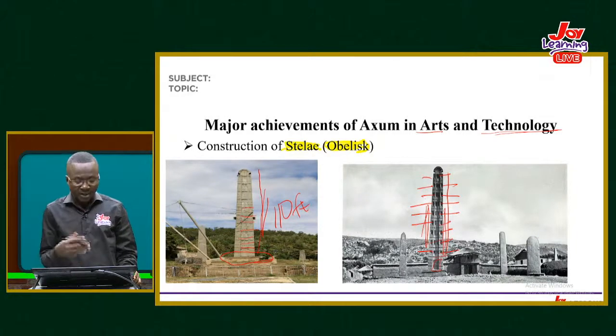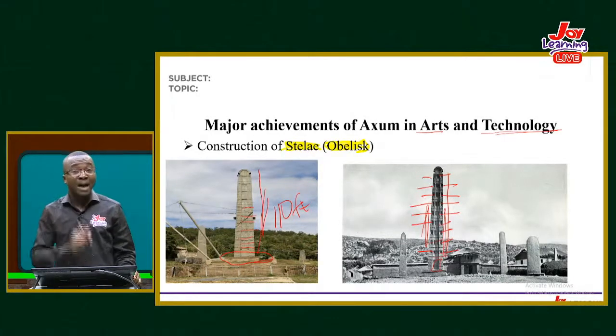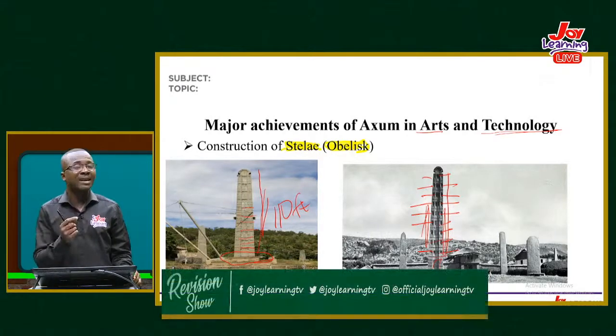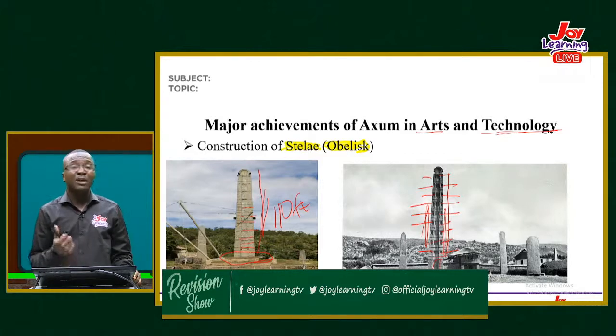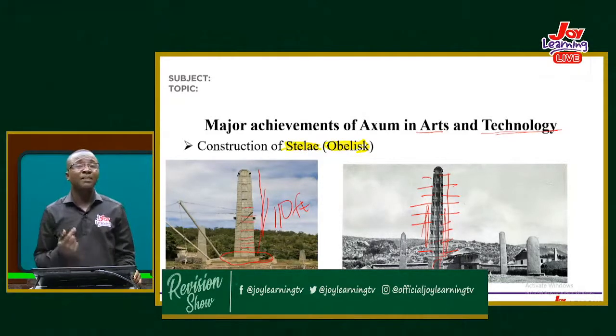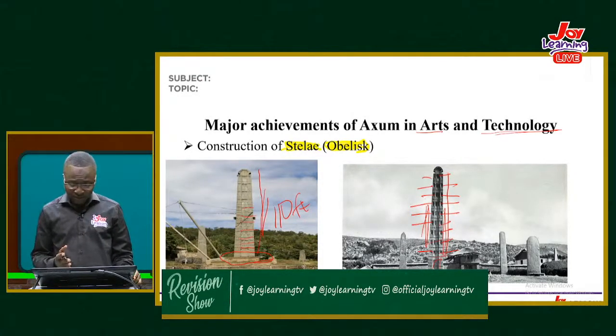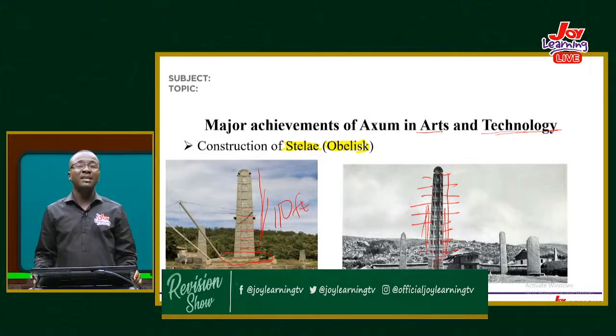So these slabs, or these stele or obelisks, which is a major achievement in the area of art by the people of Axum, is a demonstration of the technology they had in creating such nice tall slabs, serving religious purposes as well as serving as public notice board. I don't know where else we can see such a thing, but as at the period 4th century to 6th century BC, if Axum were creating these things, then indeed they were a force to reckon with.